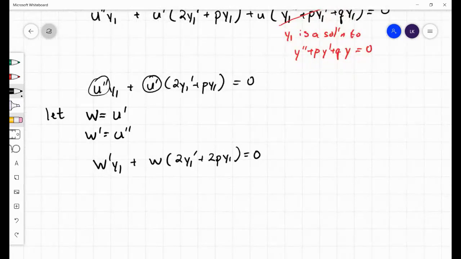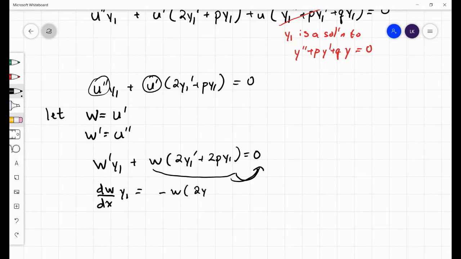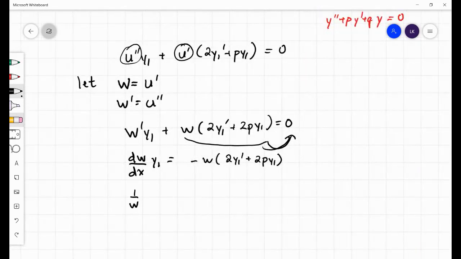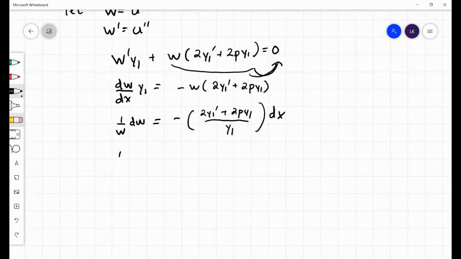And you have to recall that y1 is known, right? So this is in fact a separable differential equation where I'm going to write w prime as the derivative of w with respect to x. Move this term to the right-hand side. And separate the variables. I'll have the w's on one side, and this function of x. Again, remember, y1 is a known function of x. So divide by y1, function of x. So we've separated the variables, and let me go ahead and simplify the right-hand side by dividing both terms in the numerator by y1.